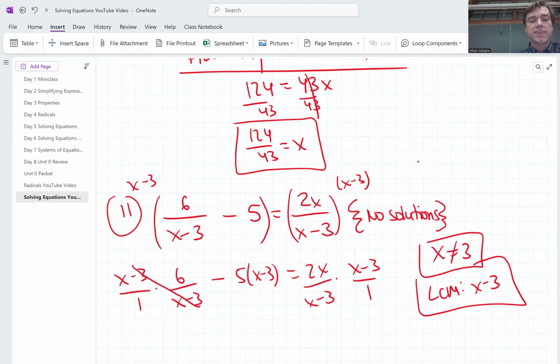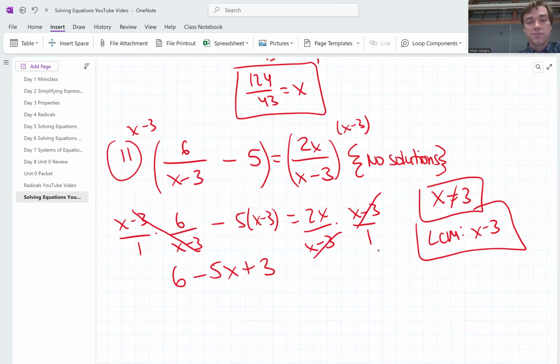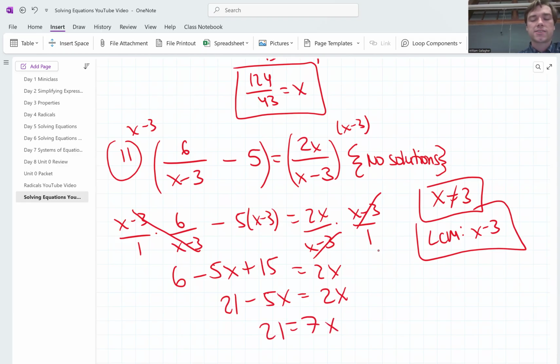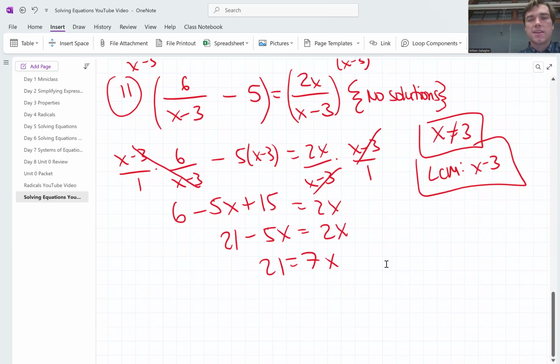So again, the x minus 3's cancel. I get 6, and then minus 5x plus 3. And then over here, the x minus 3's cancel. So I get 2x. So I'm going to get 21 minus 5x is equal to 2x. I'm going to add 5x to both sides, so 21 equals 7x. And so the answer I get is that 3 is equal to x.